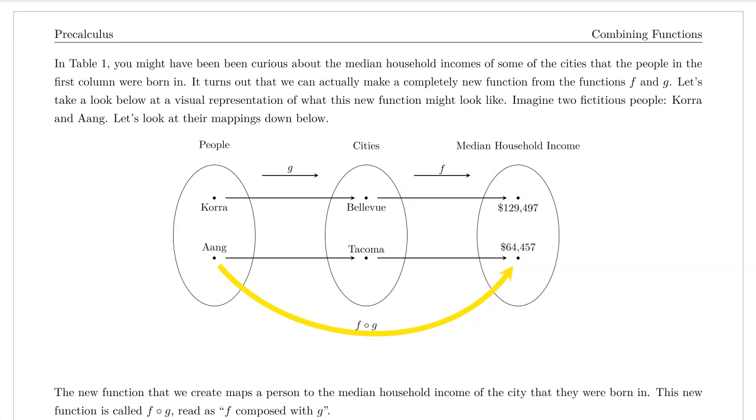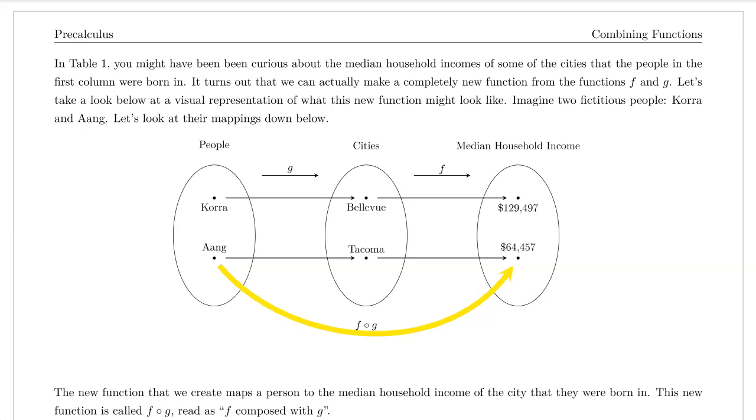In the previous table, you might have been curious about the median household incomes of some of the cities that the people in the first column were born in. It turns out that we can actually make a completely new function from the functions f and g. Let's take a look at a visual representation of what this new function might look like. Imagine two fictitious people, Cora and Aang. Let's look at their mappings down below.